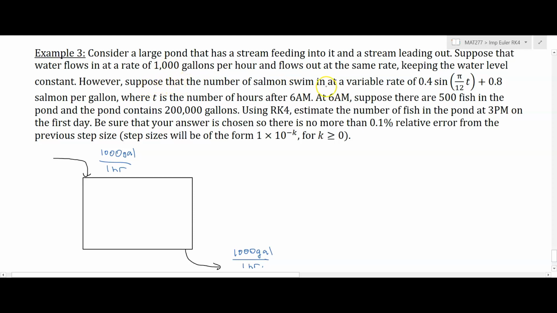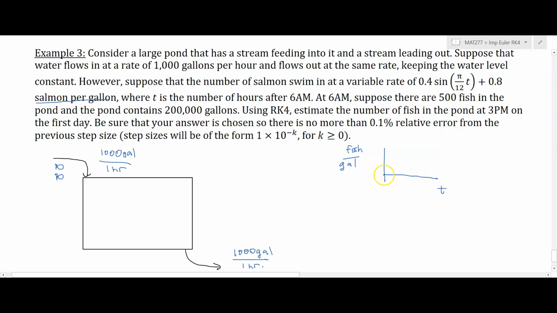However, suppose that salmon swim in at a variable rate. So rather than there being a chemical coming in, there's my best drawing of a fish I can possibly draw. We have fish coming in, right, instead of a chemical coming in. So instead of being grams per gallon, they're actually coming in at a variable rate of 0.4 sine of pi twelfths t. If I look at the rate at which fish are coming in, salmon per gallon, versus the time, right? Because this rate depends on time.